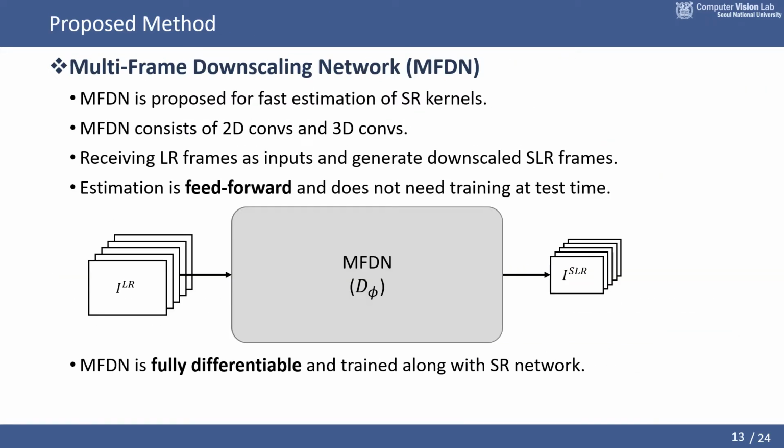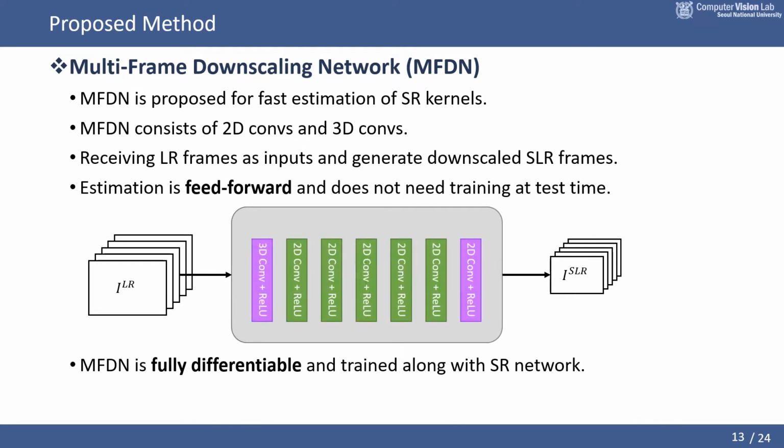In this work, we propose a simple and efficient module to accelerate the kernel estimation process in videos. We call that the multi-frame downscaling network, MFDN in short. It is composed of 2D and 3D convolutions to effectively handle multiple frames. Given the input frame segments, the network finds the blur kernel to generate frames and generates a further downscaled version of them, called ISLR.